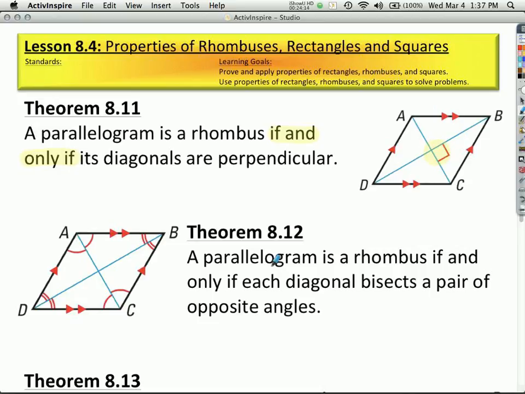The second theorem: a parallelogram will be a rhombus if each diagonal bisects the opposite angles. So this is showing that this diagonal creates two congruent angles, and it does it as well here. So now that parallelogram is a rhombus. Now flip it around. If I tell you that that's a rhombus, now you know that that angle is going to be congruent to that one. If it's a parallelogram, then that wouldn't be true.